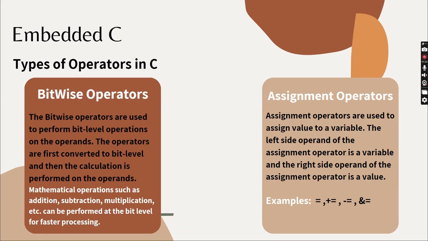The bitwise operator is used to perform bit level operations on operands. The operands are first converted to bit level and then calculations are performed on them. Mathematical operations like addition, subtraction, and multiplication are all done at the bit level with bitwise operators. And then at last, the assignment operator. We use it when we assign a value to something, like when we declare a variable, we write a is equal to 2. Here, is equal to is the assignment operator, by which we assign the value to our variable a.